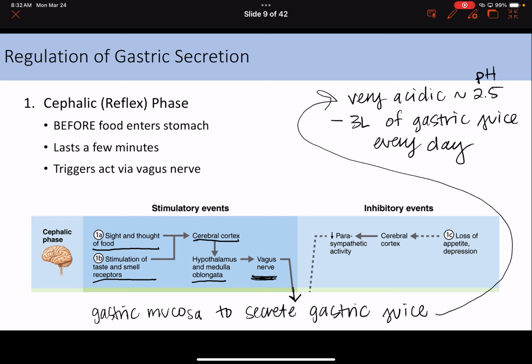Before we move on to the next phase, there are some inhibitory events, some things that can stop those juices from being secreted. So loss of appetite, depression, these are things that kind of turn off your digestive system activity when you're not in the mood to eat. These are messages that get sent to the cerebral cortex when you are depressed or low energy or low mood. And that tells the parasympathetic nervous system to slow down, so then your gastric juices slow down their secretion.